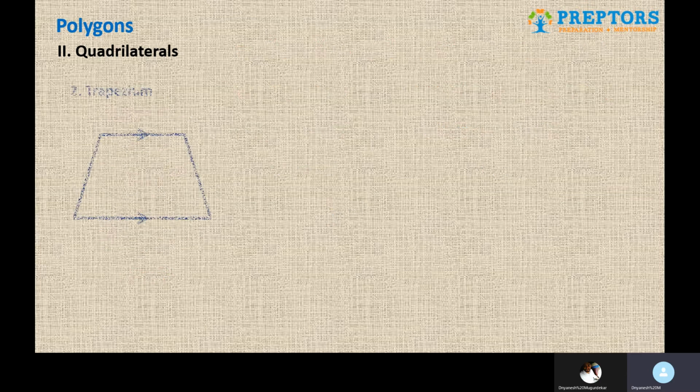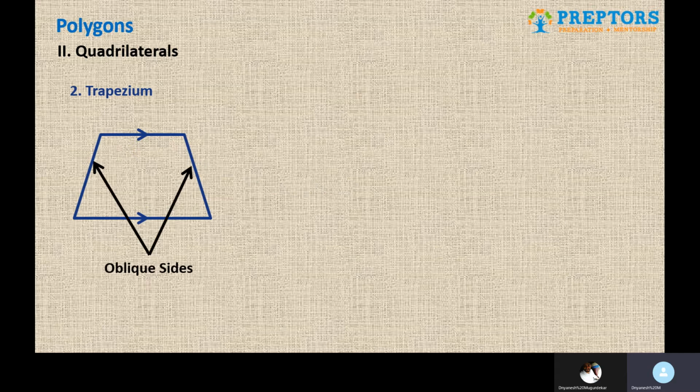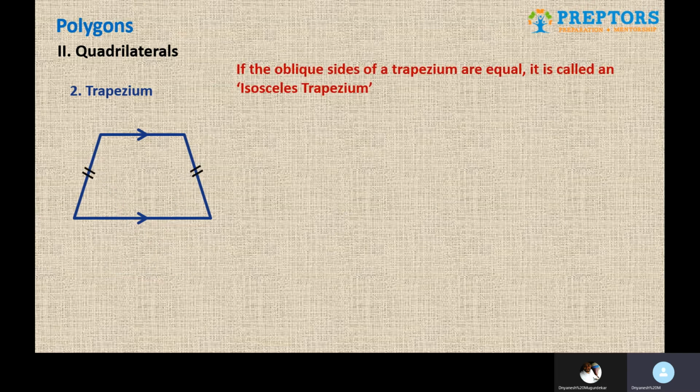The second classification of quadrilateral is the trapezium, where we have just one pair of opposite sides parallel. The other set of sides which are not parallel are also called oblique sides. There's a technical name to that. So let's study the properties of the trapezium in detail now. The first one: if the oblique sides of a trapezium are equal, then it is called an isosceles trapezium.